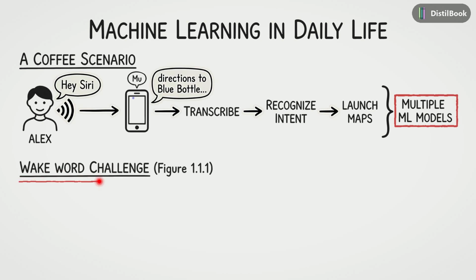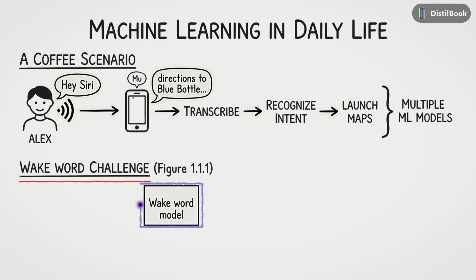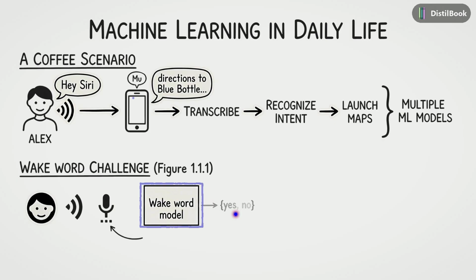This is the wake word challenge. We need to build a system, specifically a wake word model, that can tell when someone is speaking to it. The output we want is very simple, a binary yes or no. Did they say the word or not?